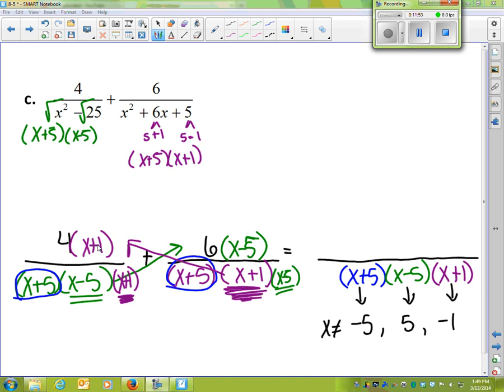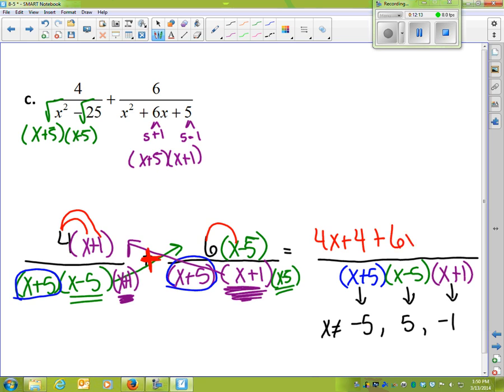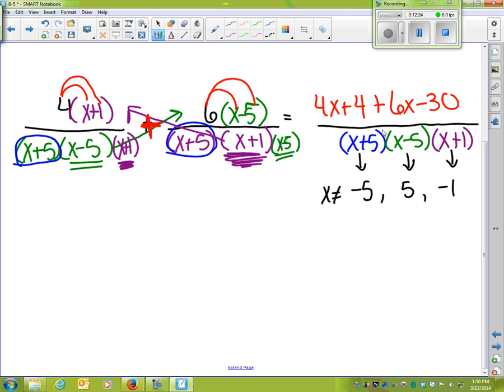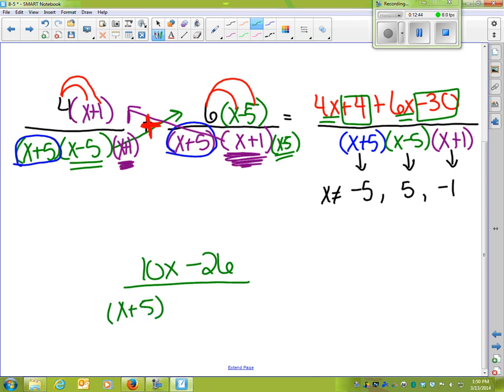I have 4 times x plus 1. Let's go ahead and distribute. That'll be 4x plus 4 plus, way back here is a plus sign, 6x, because I'm going to multiply, minus 30. 6 times negative 5. And we're almost done. Simplify by combining like terms. So 4 plus 6 gives me 10x. 4 minus 30 is negative 26. And then rewrite your denominator: x plus 5, x minus 5, and x plus 1.